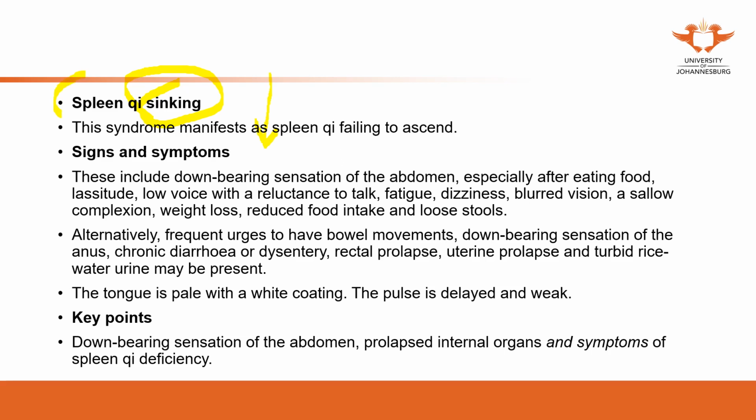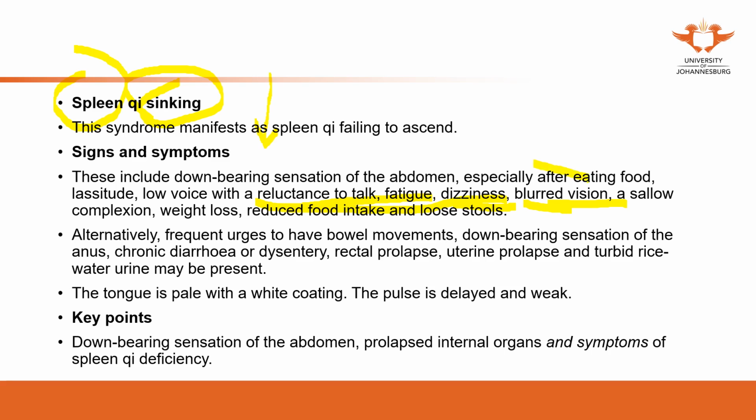Firstly, we're going to focus on the spleen function. Similarly, reluctance to talk, dizziness, blurred vision. Why will the patient have blurred vision and dizziness? In this condition, you will see this is a similar manifestation of blood deficiency. That's because of the spleen function. When the spleen has dysfunction, you're going to affect the qi and blood.